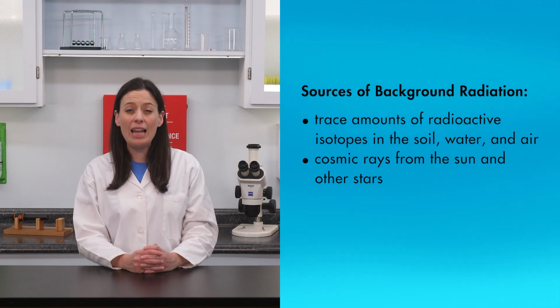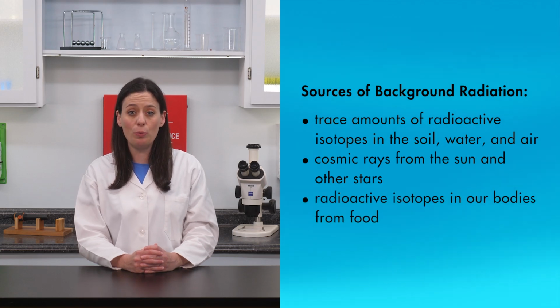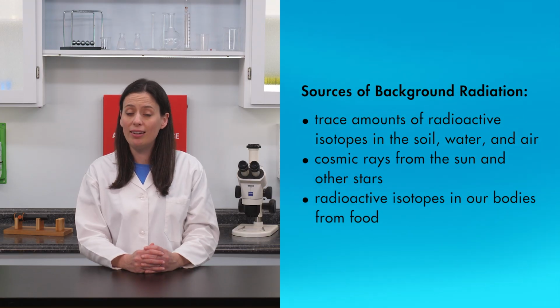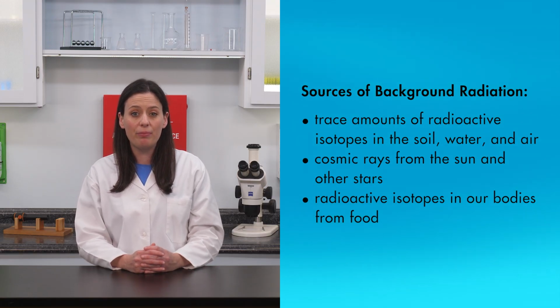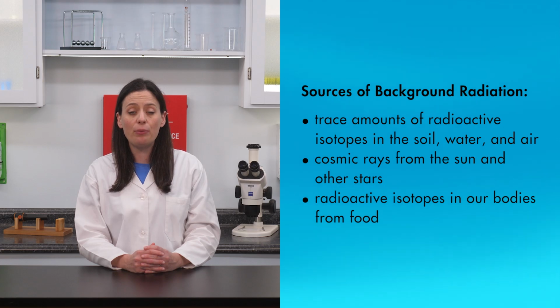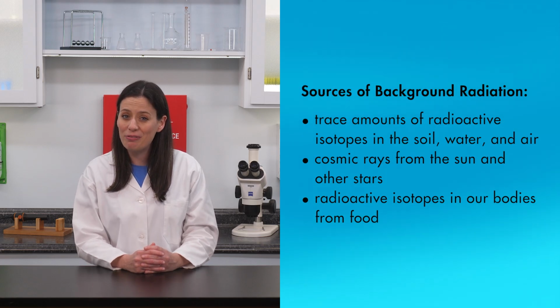We even have tiny amounts of radioactive isotopes in our bodies. Our food often contains tiny amounts of radioactive isotopes, such as carbon-14 and potassium-40. When we eat food containing radioactive isotopes, we become slightly radioactive.